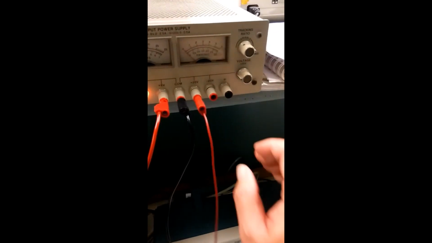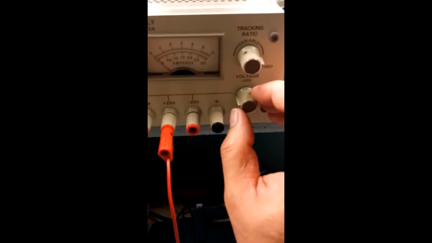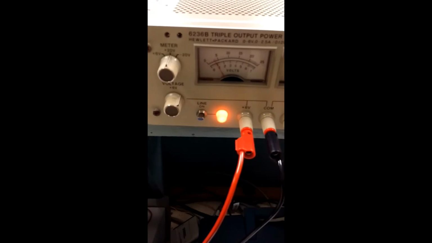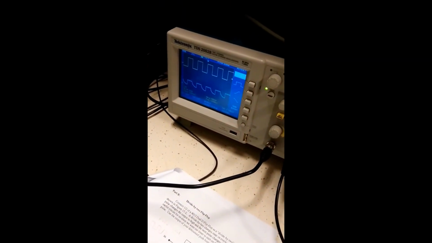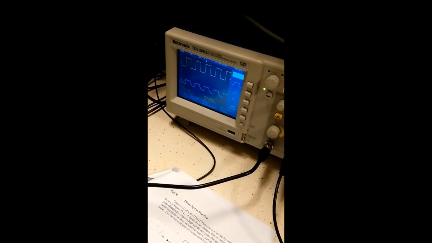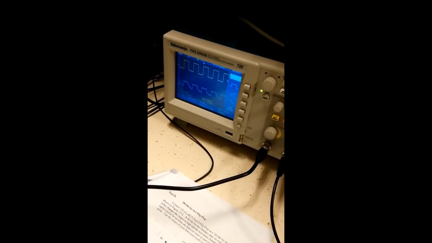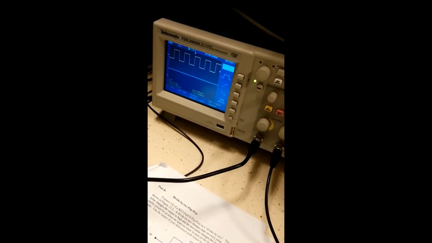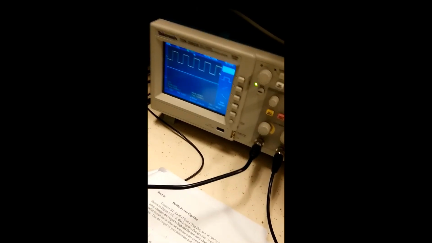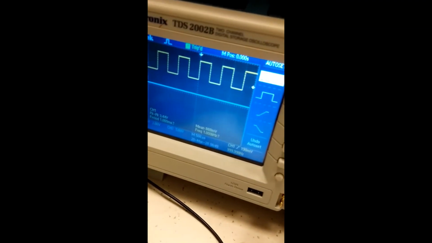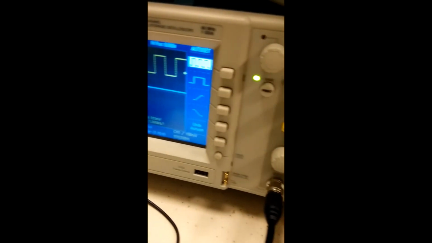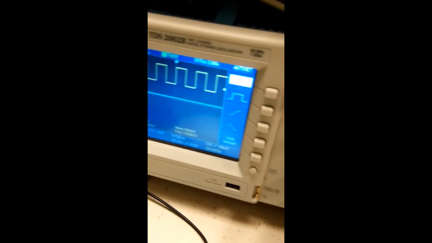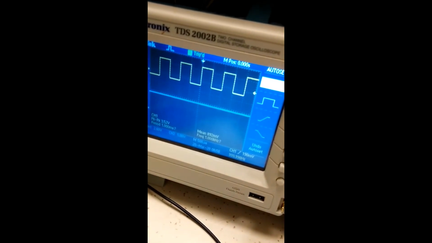So now I'm going to increase. This is the knob. So I increase, and now I have 5 volts. I increase more than 5 slowly, see what happens, and then this is what you observe. All right, now I have increased up to 12 volts.